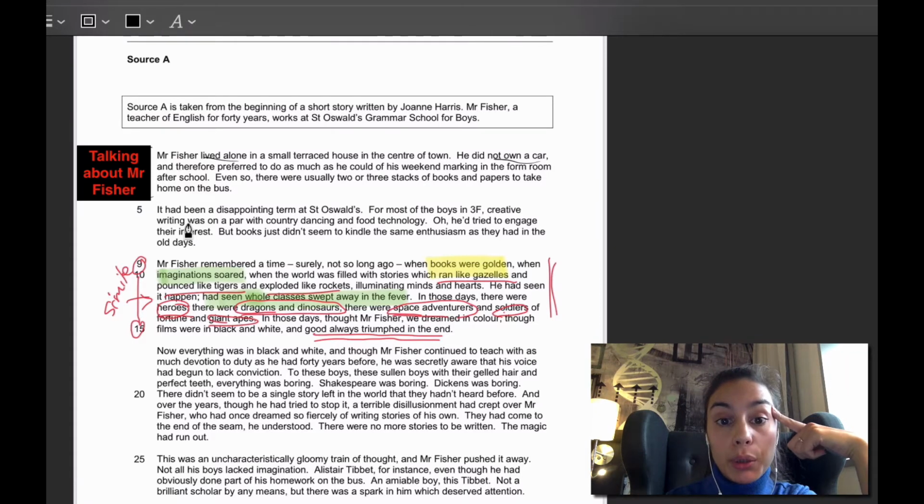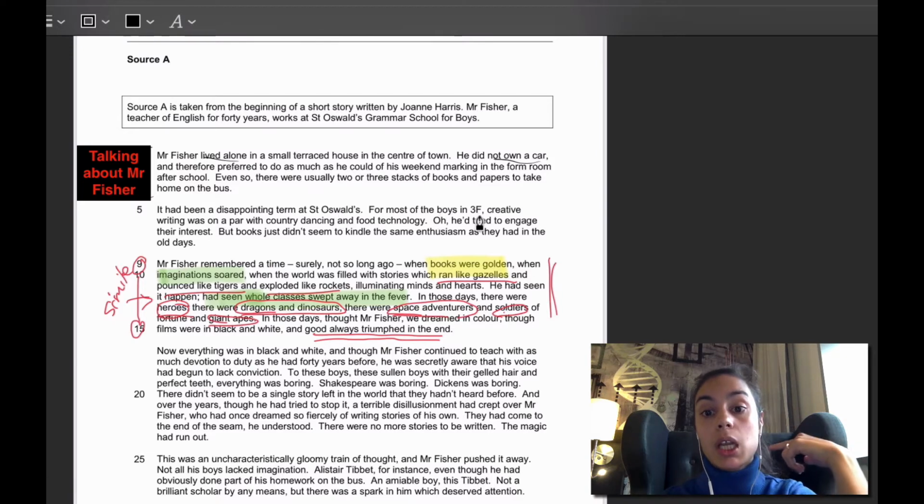In paragraph 2, it had been a disappointing term in St Oswald's. For most of the boys in 3F, creative writing was on par with country dancing and food technology. Oh, he'd tried to engage their interest, but books just didn't seem to kindle the same enthusiasm as they had in the old days.